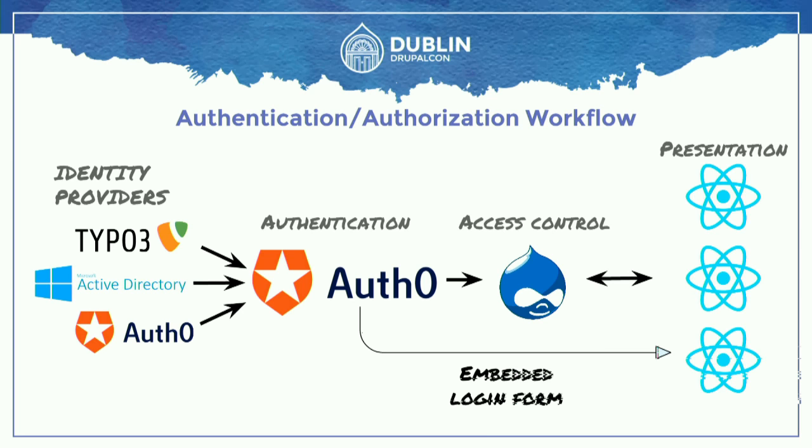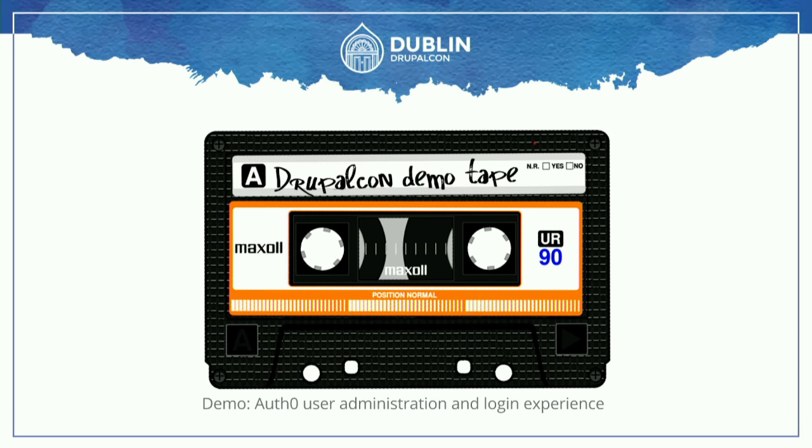The presentation layer is React Relay here, GraphQL, Relay, React, I guess if I'm going to be specific about it. It could be anything at all. All it needs to be able to do is make the HTTP request, show the Auth0 login form, and pass the JWTs along with GraphQL queries.